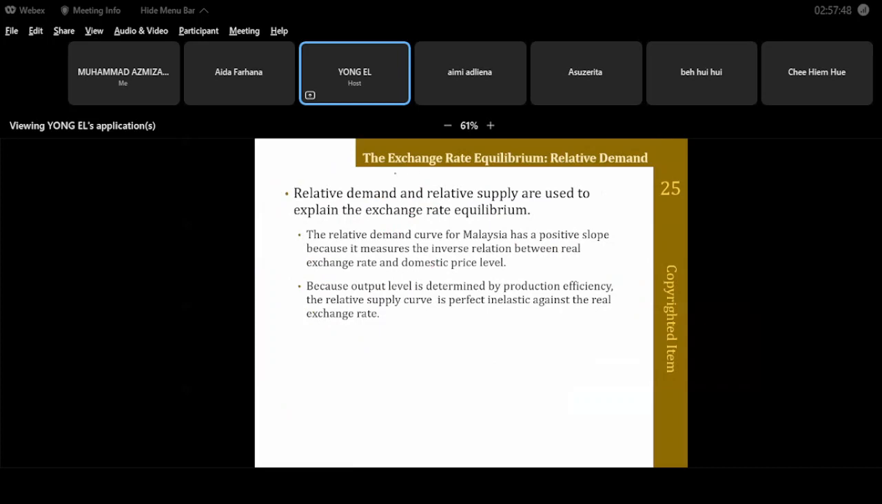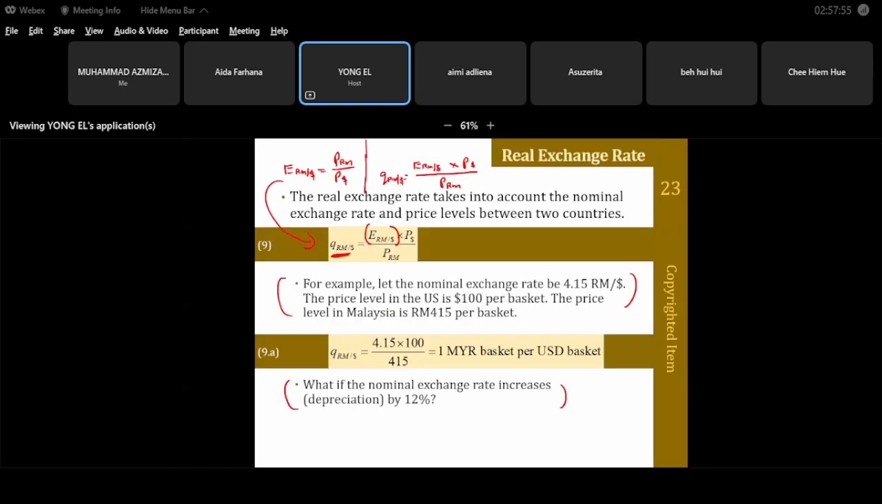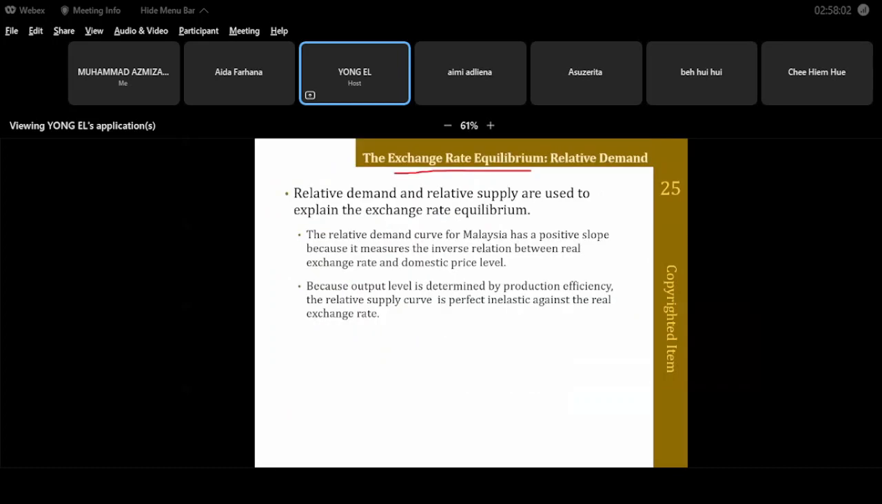Now, the exchange rate equilibrium. Based on what we exposed just now, we want to determine the equilibrium of this real exchange rate. Relative demand and supply curves are needed in order to explain the exchange rate equilibrium. But something we need to pay attention to here is the positive slope demand curve. The relative demand curve is positive.